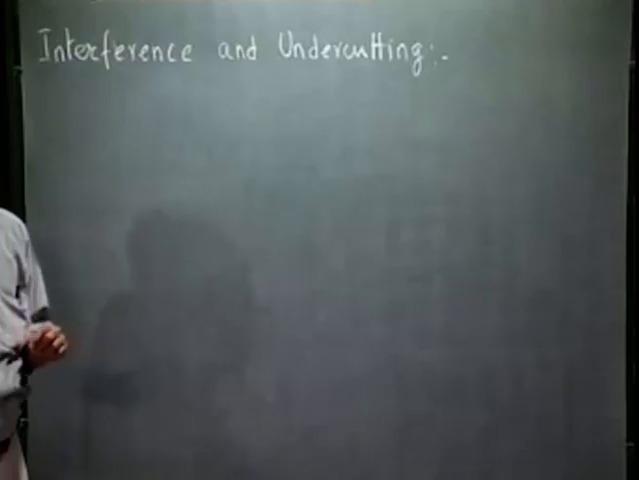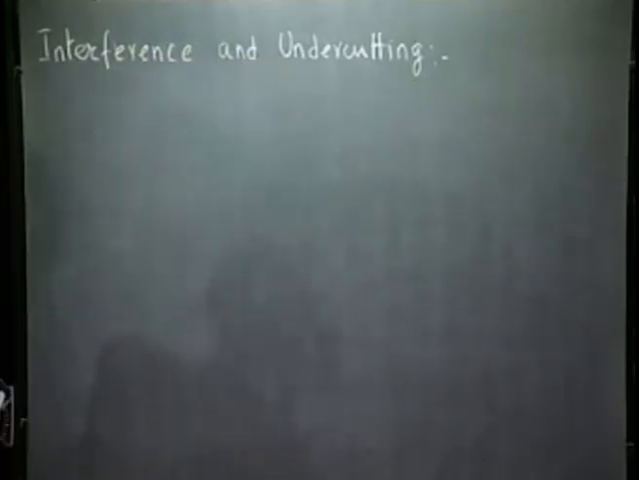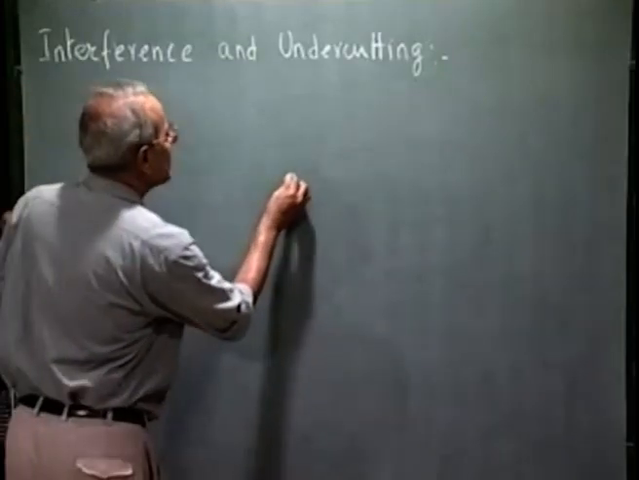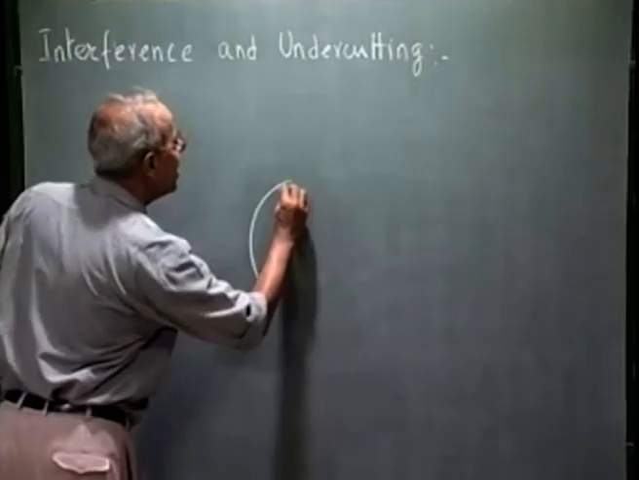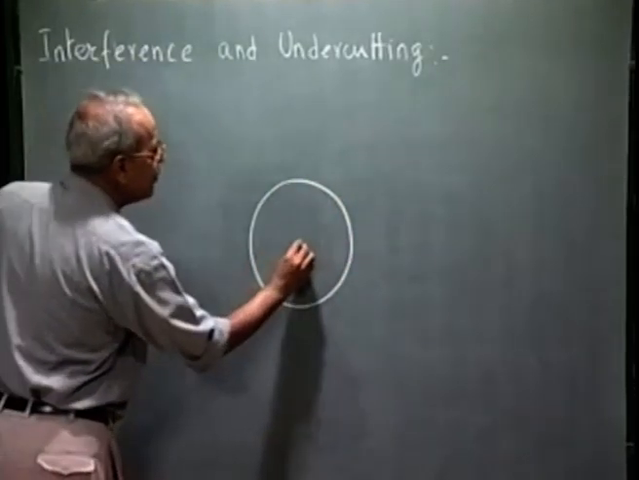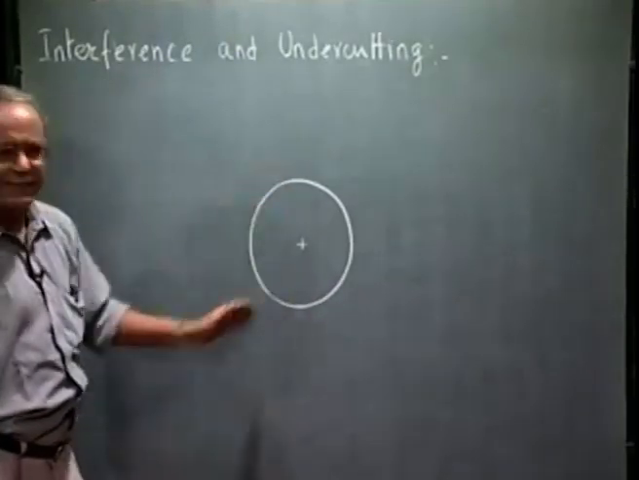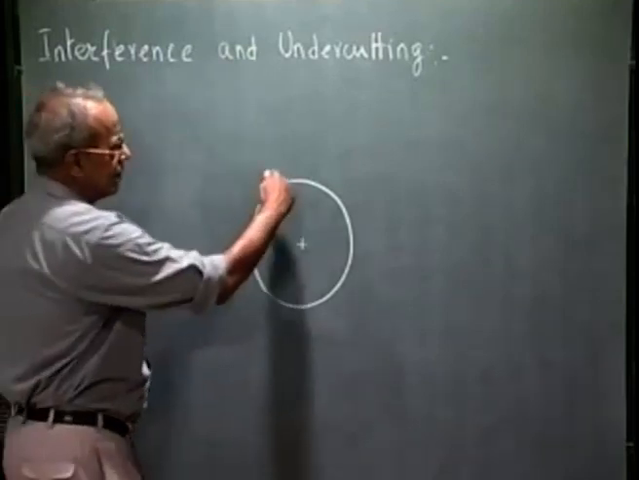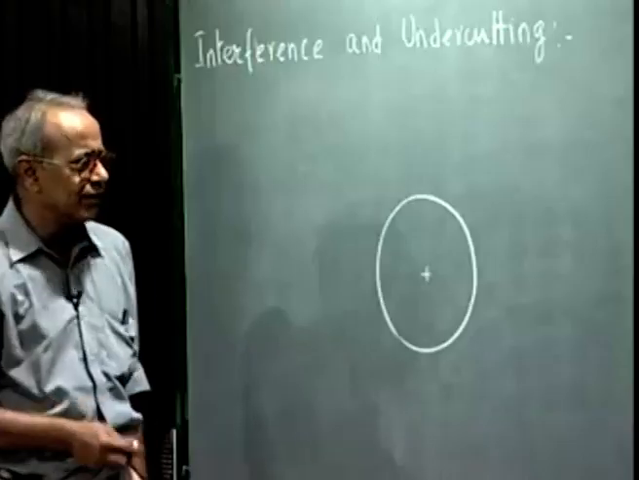First, let me explain what we mean by interference and what is undercutting. If you remember, from the very definition of the involute profile, it is obvious that the involute does not exist inside the base circle. It is by unwinding from this base circle outward that we created the involute profile.